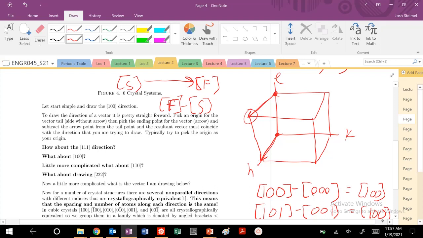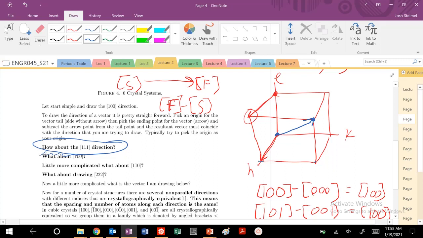All right, so how about 1, 1, 1? Let's go ahead and change my color here. Let's look at the 1, 1, 1 direction. Well, if I pick my coordinate here, I could do 1 on H, 1 on K, 1 on L. So that's going to be that diagonal all the way across the cell. We've already done 1, 1, 0.